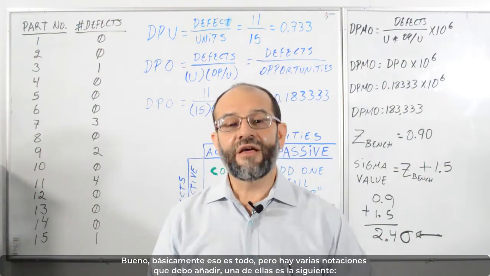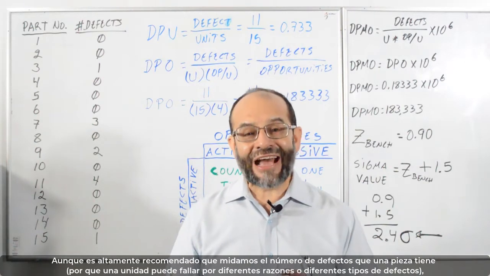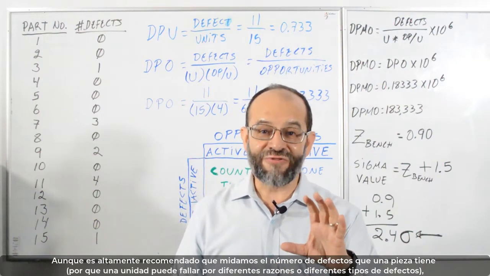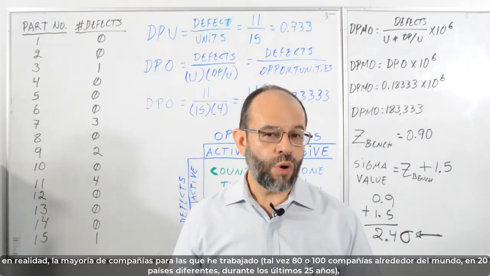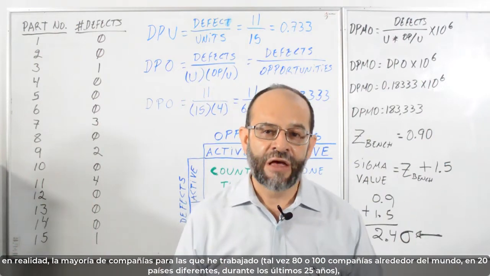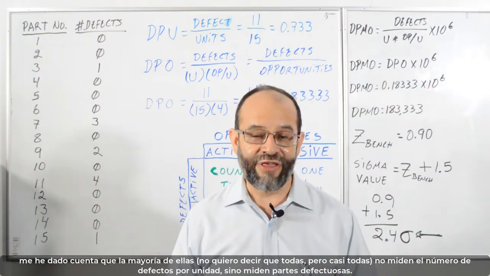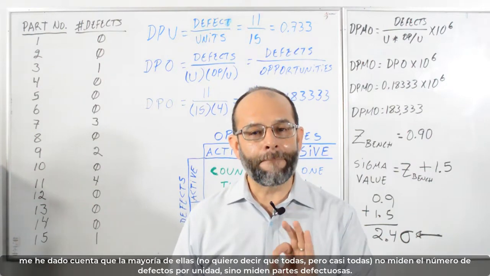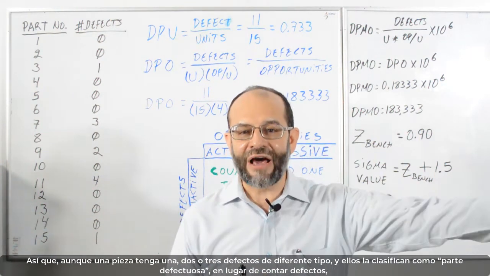Basically that's it. But there are different additional notes that I have to add here. One of them is, although it is highly recommended that we measure the number of defects that one part can have, because one part can fail for different reasons and can have different types of defects, in reality, most of the companies that I have worked with, maybe 80 to 100 companies in 20 different countries during the last 25 years, I have realized that most of them, I don't want to say all of them, but almost all, do not measure number of defects per unit, but they do measure defective parts. So maybe one part is having 3 different types of defects, and they just call it a bad part.